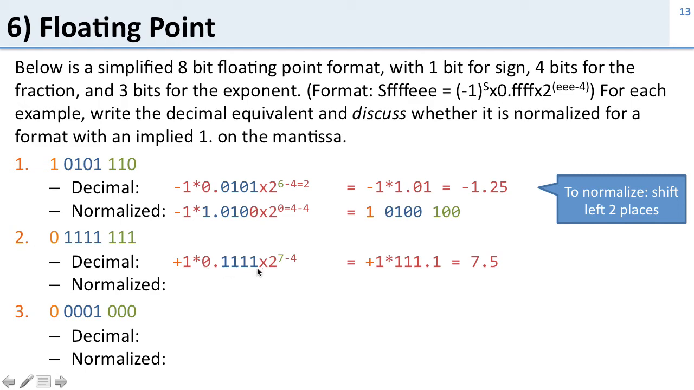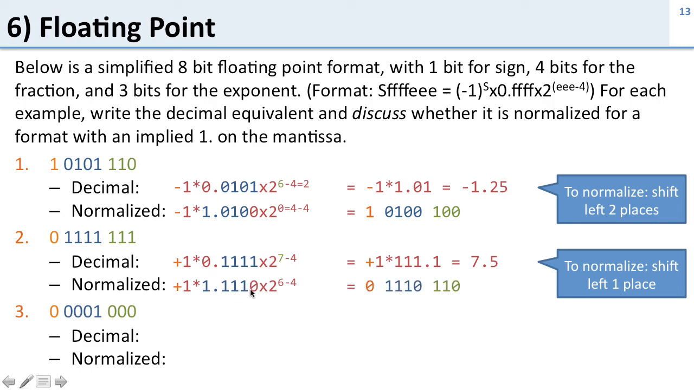Now, is this value here normalized? Well, it's not normalized because normalized assumes that we have a 1 before the binary point. So we need to move it over by 1 to do that. So to normalize this, we have to shift it left by 1, and here's that. So to shift left by 1, I take the exponent, I make it 1 less, so instead of having 7 here, I just have 6. Now let's take a look at the last example here.